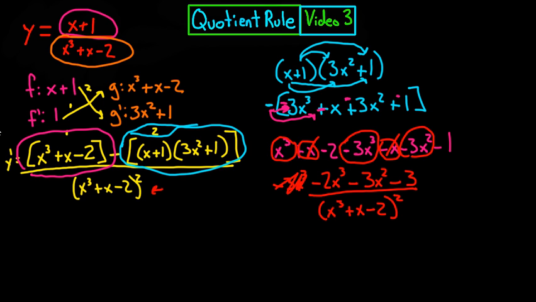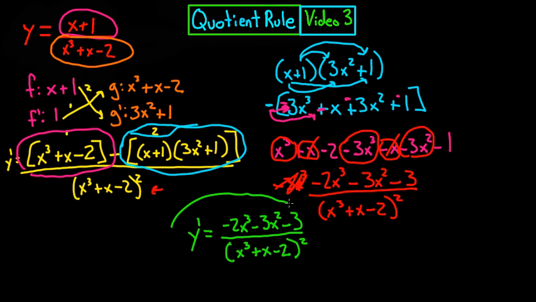So if you're going to write this out, you would say y prime equals negative 2x cubed minus 3x squared minus 3, all over x to the third plus x minus 2, squared. And that is the derivative of this function right here.